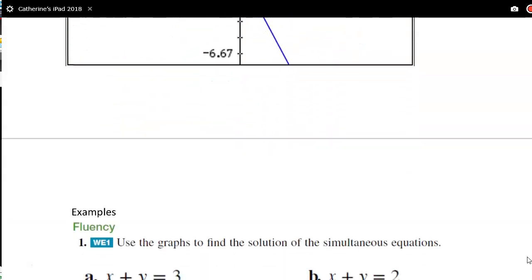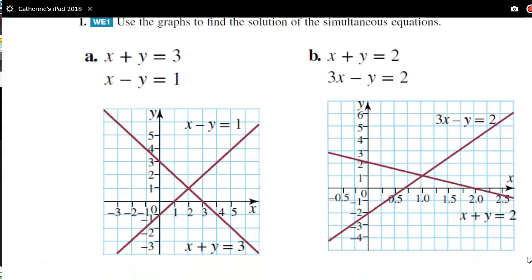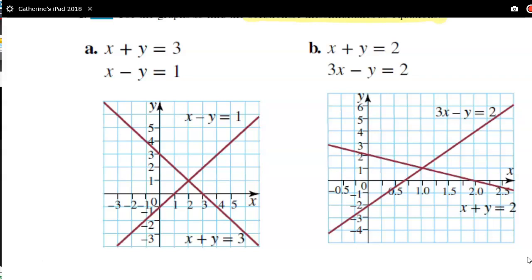Let's start looking at solving some of these graphically. Okay, so use the graphs to find the solution of the simultaneous equations. We've been given the equations, but if we weren't, we would have to read this from the graph. So this first one, I can see it intersects there, which is of course at 2, 1.